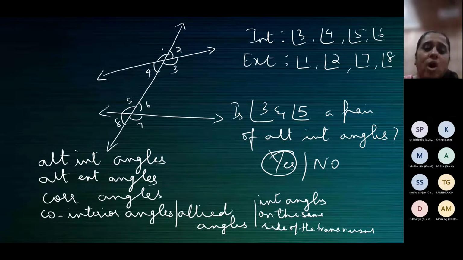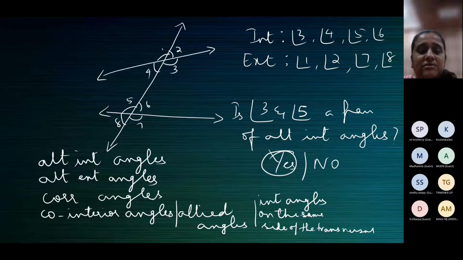Tell me one pair of alternate exterior angles. Angle 1 and angle 7, angle 2 and angle 8. Correct. So 1 and 7 is a pair of alternate exterior angles. 2 and 8 is another pair of alternate exterior angles.